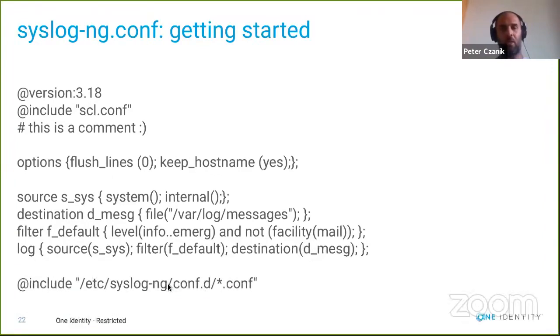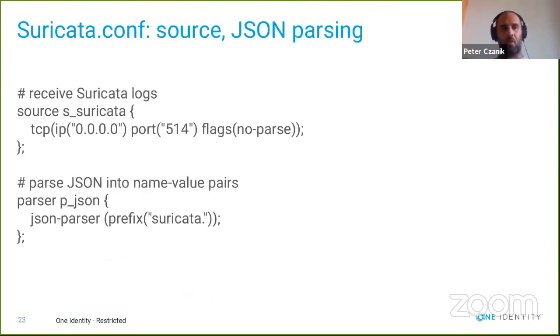At the bottom of the screen, you can see another include. This is used in most of the syslog-ng packages now, so that you can easily extend the syslog-ng configuration without modifying the basic configuration. And this is what I used for Suricata. It's an additional configuration in this directory.